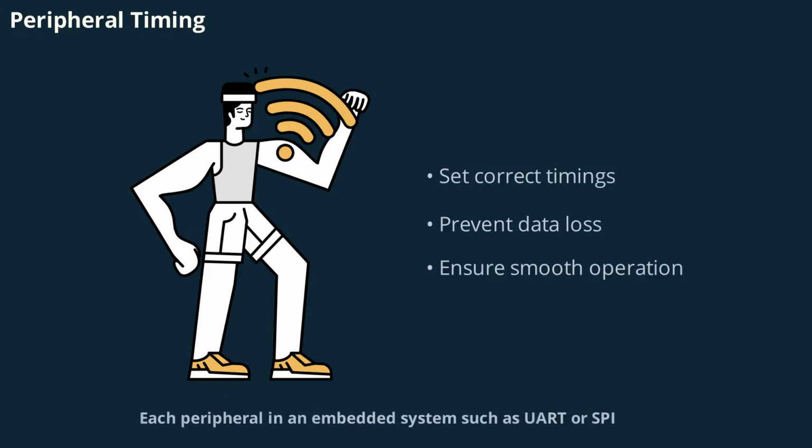Each peripheral in an embedded system, such as UART or SPI, has specific timing requirements. Configuring these correctly ensures reliable communication and operation. By mastering peripheral timing, you can avoid data loss, communication errors, and ensure your system runs smoothly under all conditions.